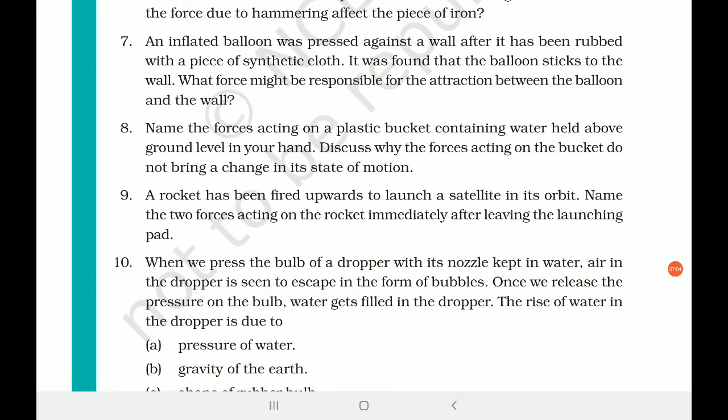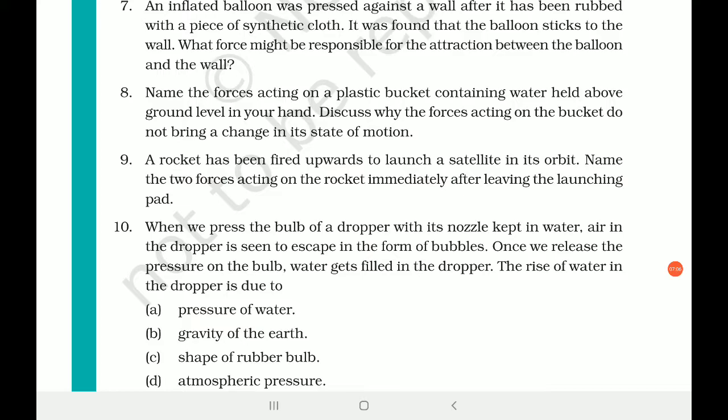Name the forces acting on a plastic bucket containing water held above the ground level in your hand. Name the forces. So it is you applying the force on the plastic bucket as a muscular force, and gravitation is pulling it down, which is gravitational force.